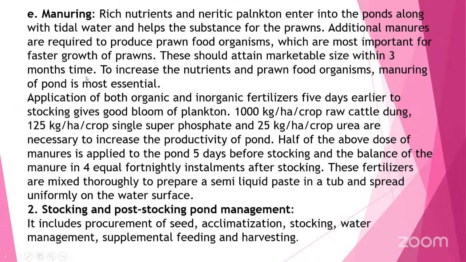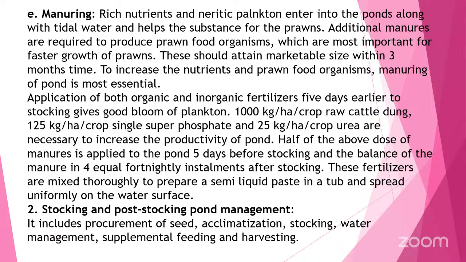It should be done with the tidal water and helps the substance for the prawns. Additional manures are required to produce prawn food organisms, which are most important for faster growth of prawns. These should attain marketable size within 3 months' time. To increase the nutrients and prawn food organisms, manuring of the pond is most essential.